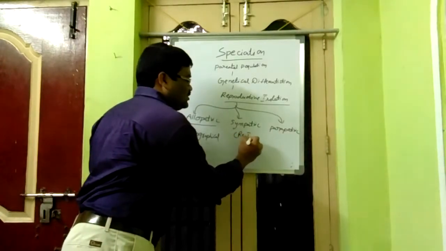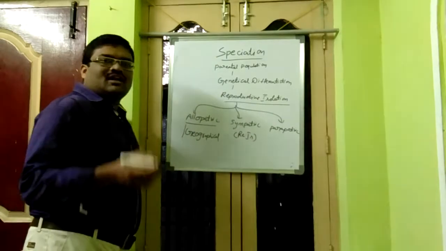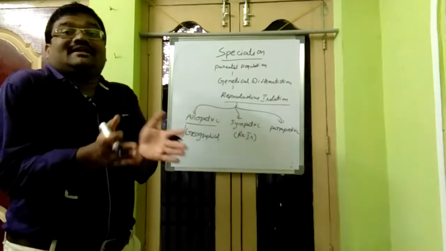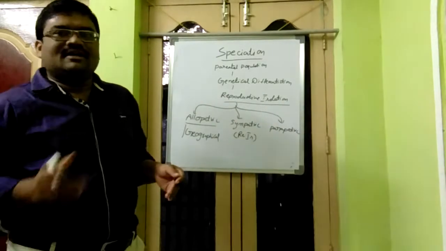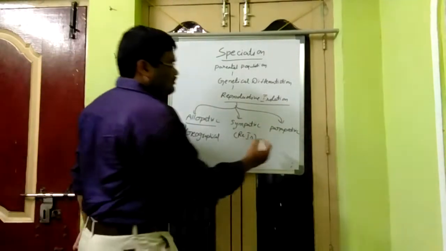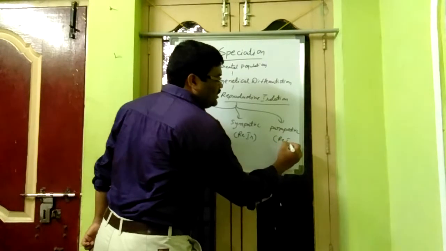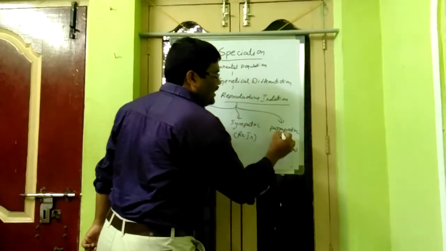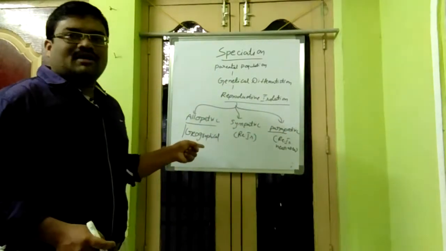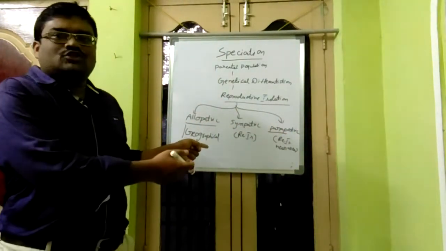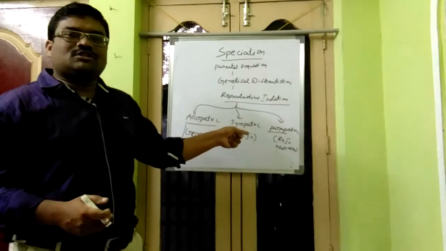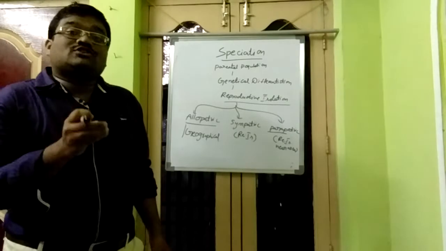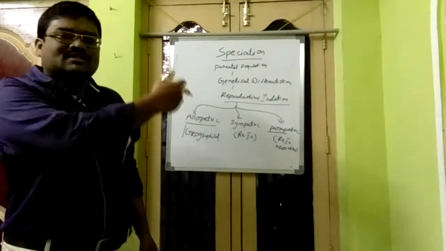Sympatric speciation, here also there are no geographical barriers. It is about reproductive isolation only, but in the same area. Para means near, so parapatric is mostly by reproductive isolation in adjacent, near areas. So allopatric is because of geographical barriers, that means geographical speciation. Sympatric speciation is because of reproductive isolation, and parapatric speciation is because of reproductive isolation in near areas. Okay, we'll discuss one by one.